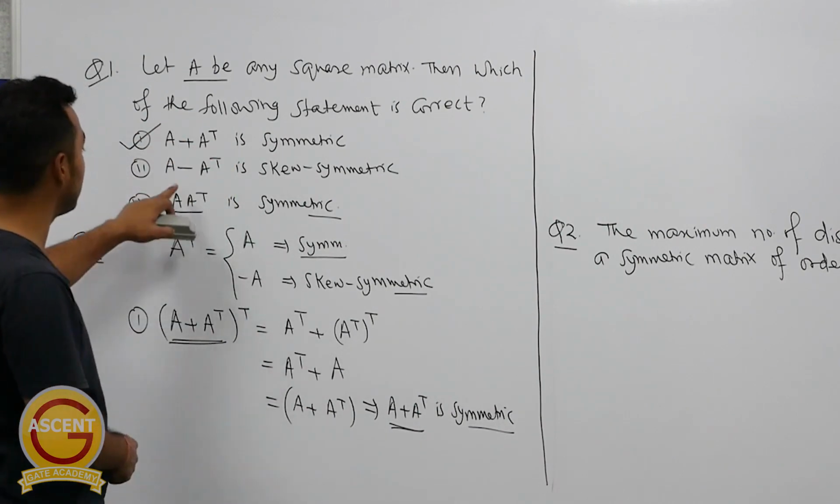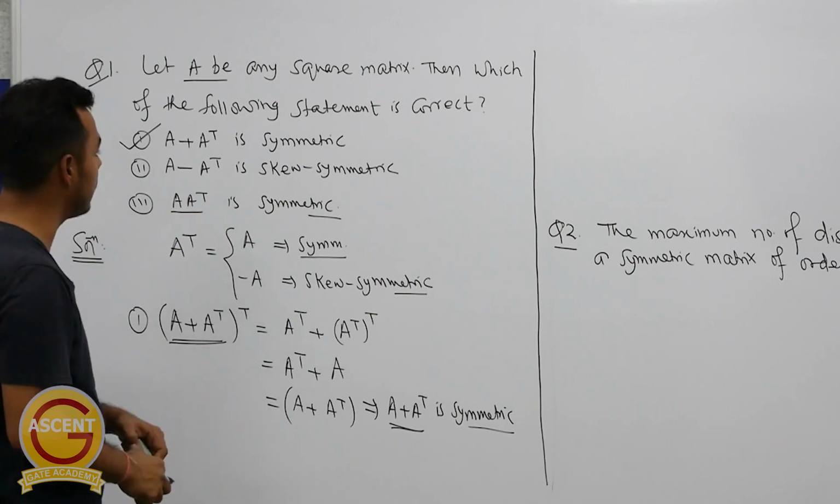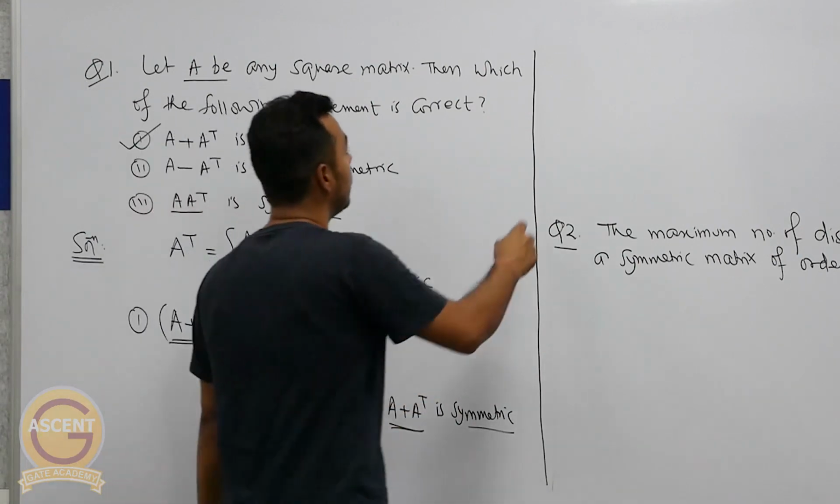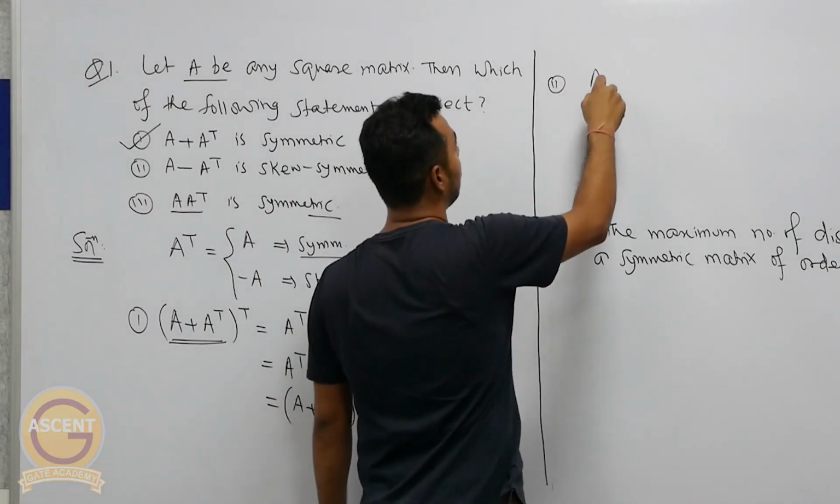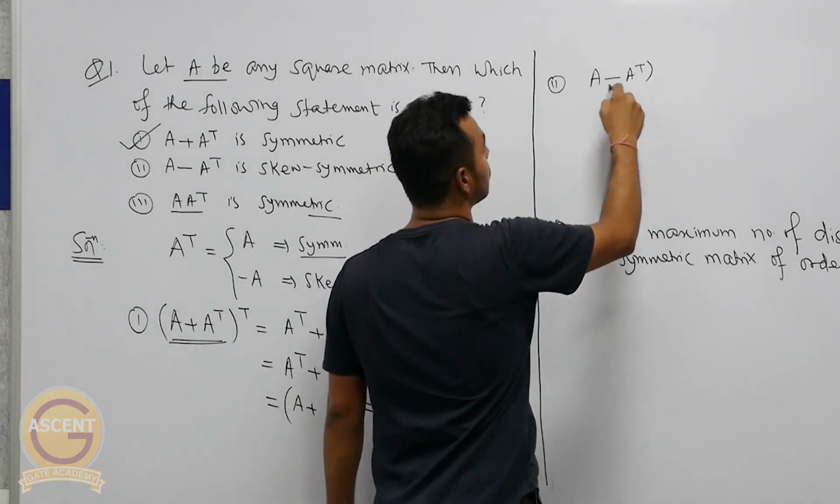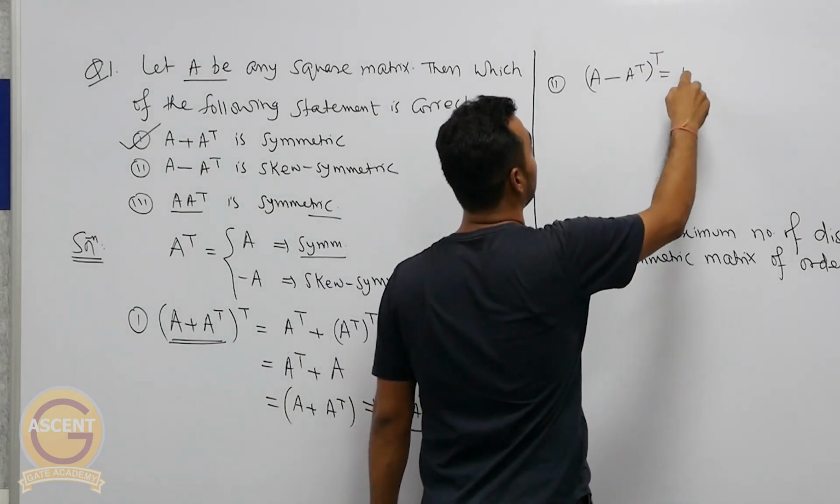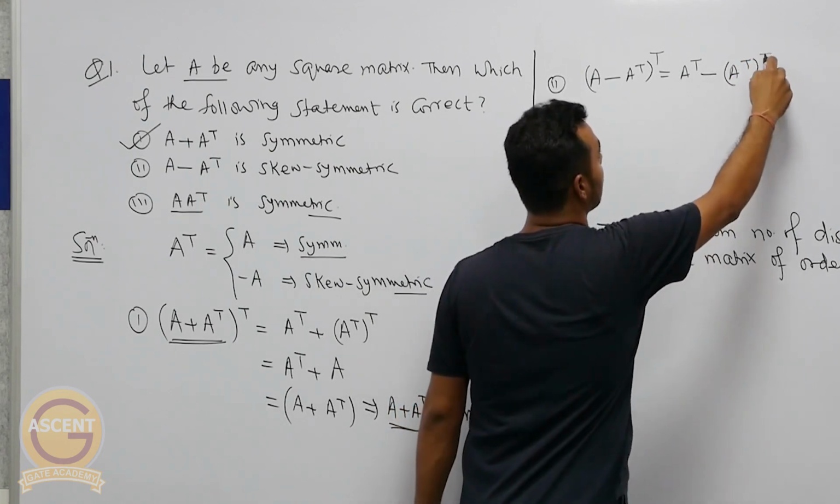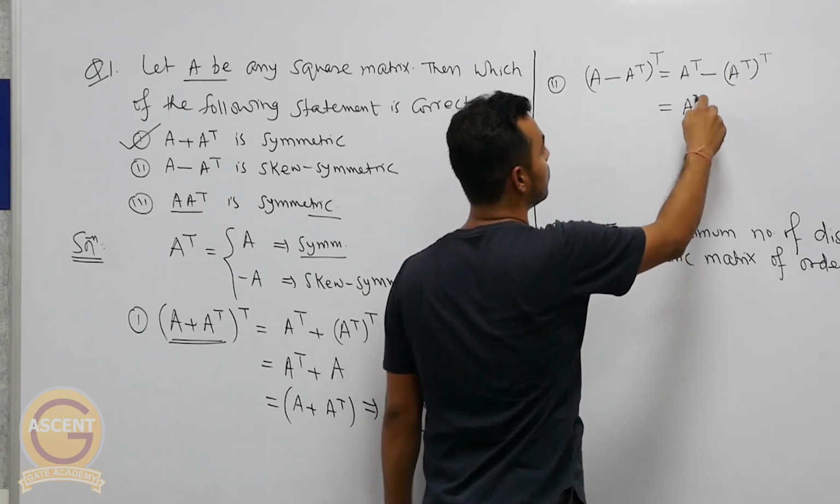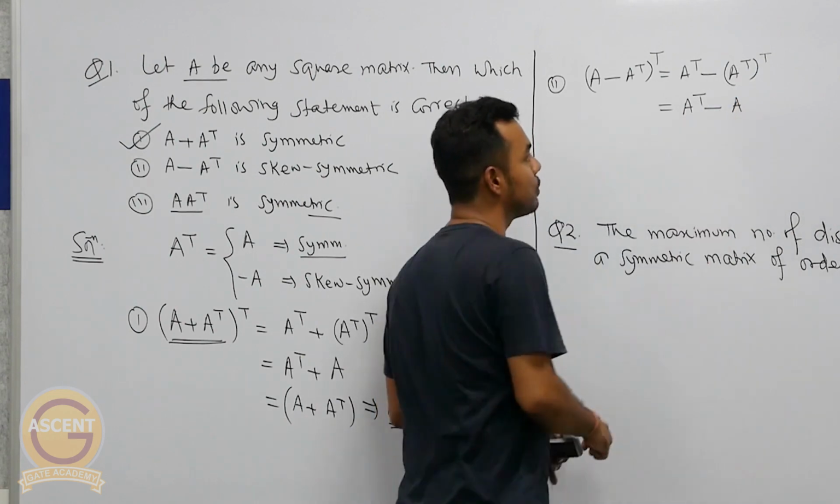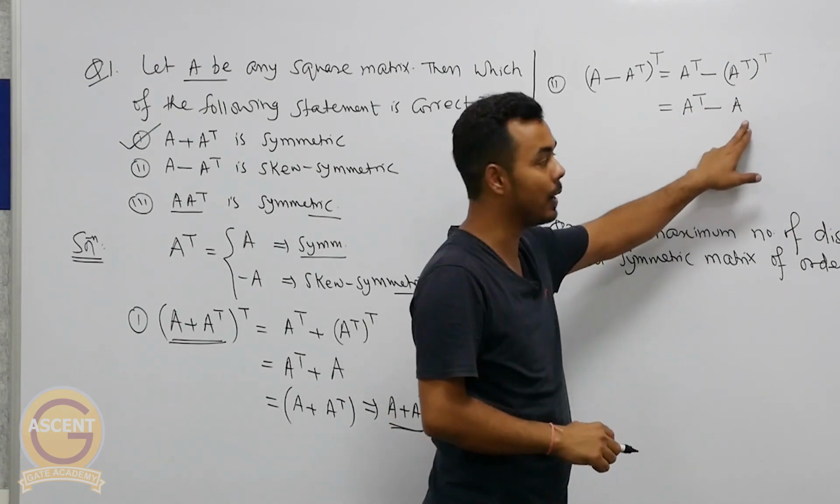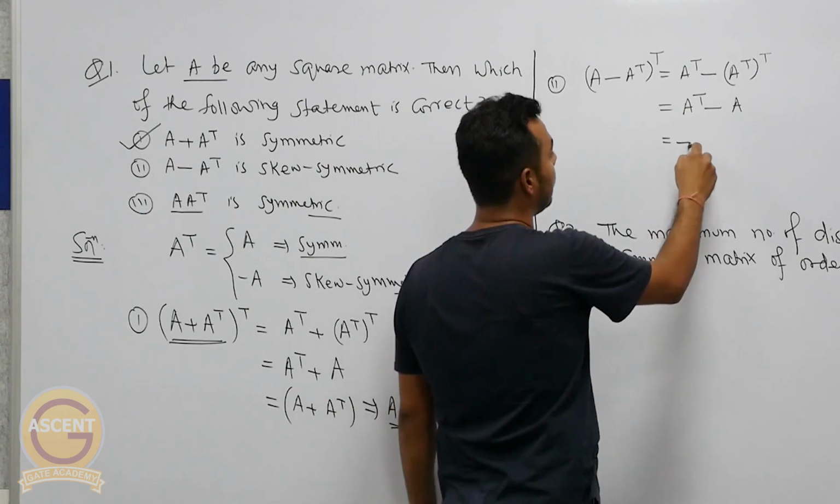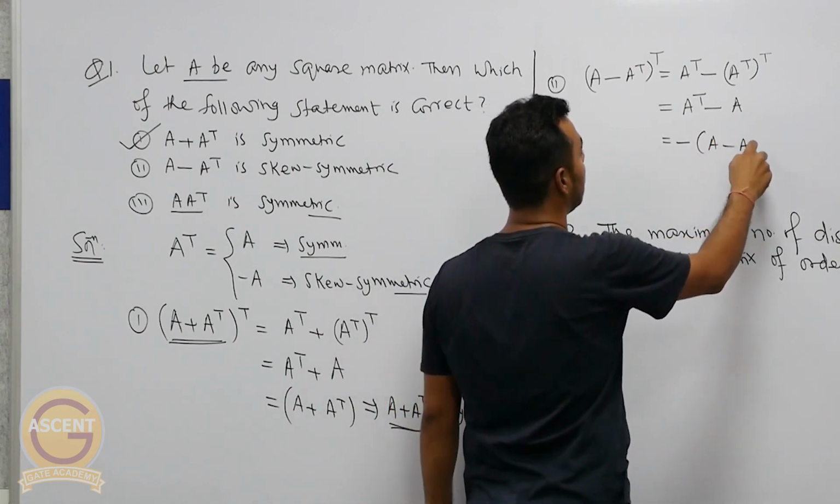Now the second statement is we have to find whether this A minus A transpose is skew symmetric or not. So again we are going to calculate the transpose of this matrix. If I calculate the transpose, I will get A transpose minus transpose of A transpose. So this will be A transpose minus, if I take transpose twice, then I will get the original matrix A. Now if I take minus sign common, then I will get A minus A transpose.